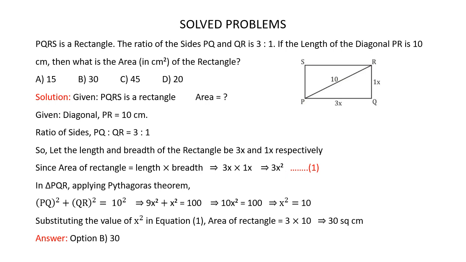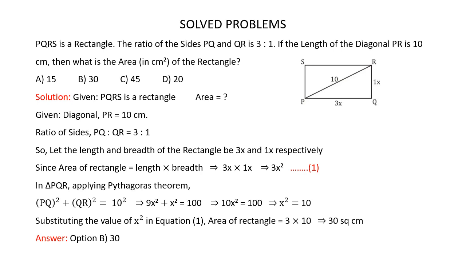Now look at the triangle PQR. Here angle Q is 90 degrees. So applying Pythagoras theorem, we get PQ squared plus QR squared is equal to PR squared. That is 3x the whole squared plus x squared is equal to 10 squared. Now 3x the whole squared is nothing but 9x squared. So now we have 9x squared plus x squared is equal to 100. That is 10x squared is equal to 100, which means x squared is equal to 10.